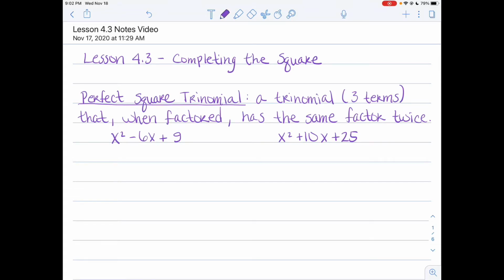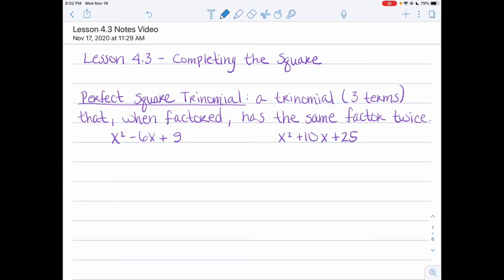Hi everyone, today we're going to talk about completing the square, which is another technique for solving quadratic equations. So the first thing I want to do is define a perfect square trinomial because we will be using perfect square trinomials with completing the square in this technique.